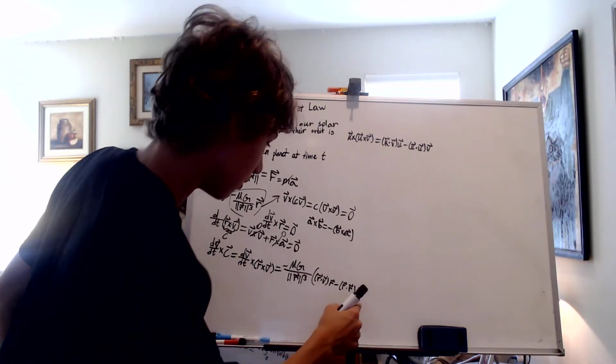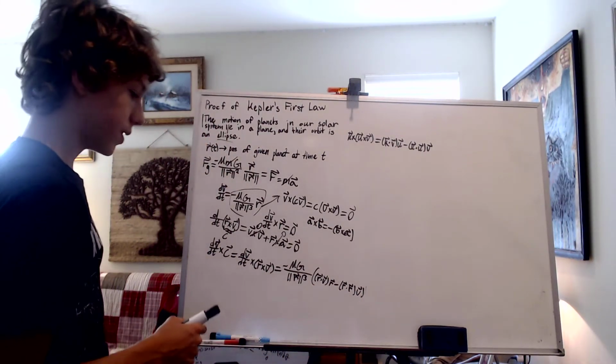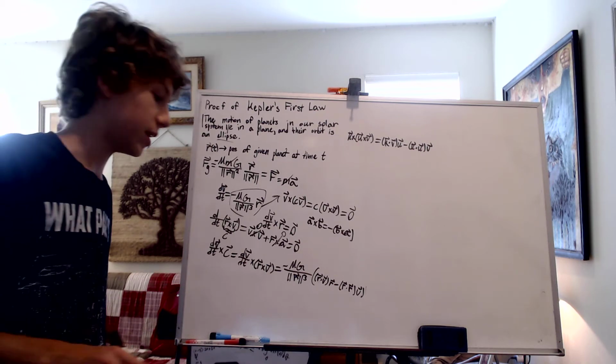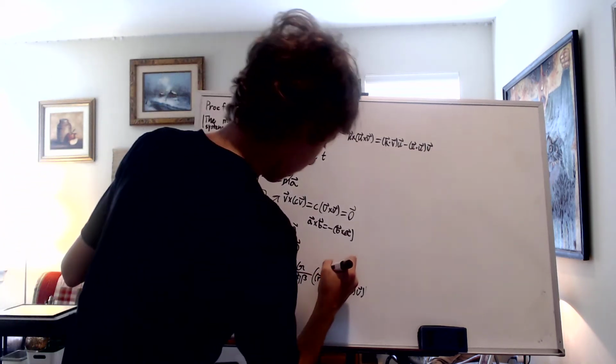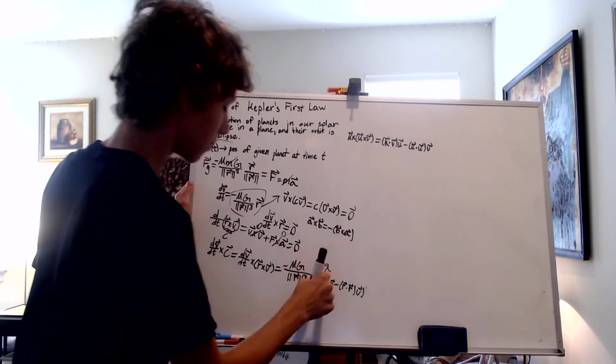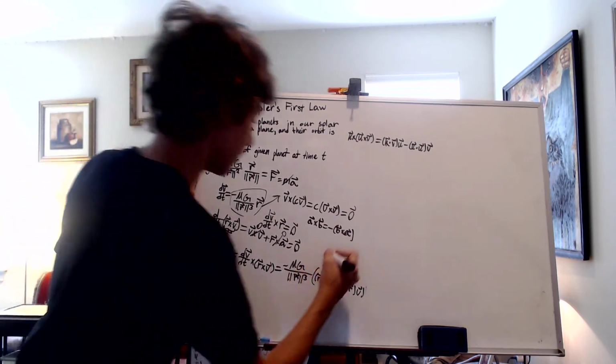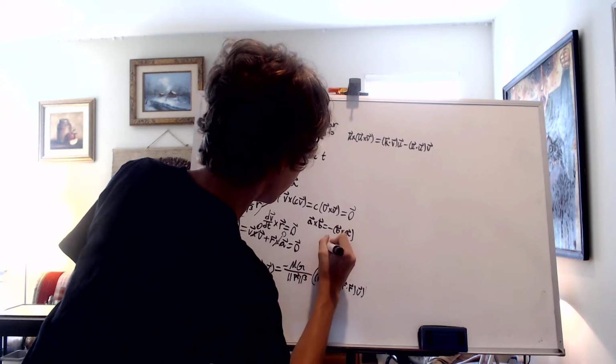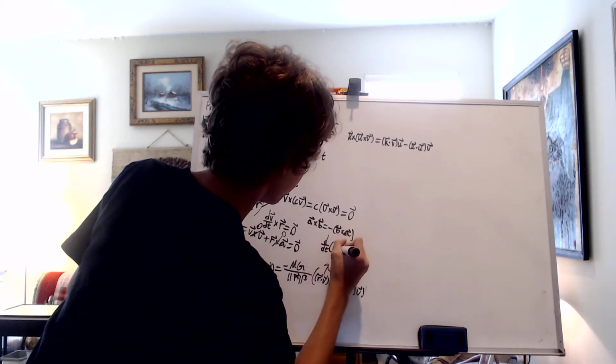Okay, well, let's see, how does that help us? It still looks very messy. Well, we're going to try to find a nice form for r dot v. And to do that, we're going to compute the derivative of r dot r two ways. So we're going to compute d dt of r dot r.